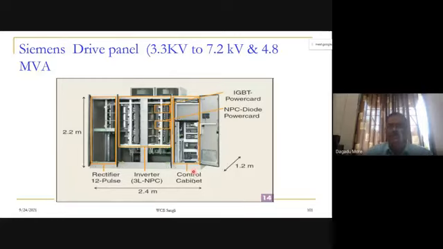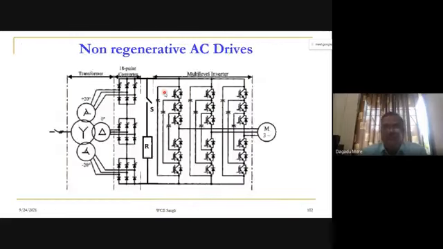This is a control cabinet. The dimensions of the panel are 2.4 meters wide, 2.2 meters high, and 1.2 meters deep. So it is three cabinets, and you can see at the top we have used fans for forced circulation, for cooling of the inverter device stacks with the help of forced air cooling. Now let us go to the non-regenerative AC drive again.